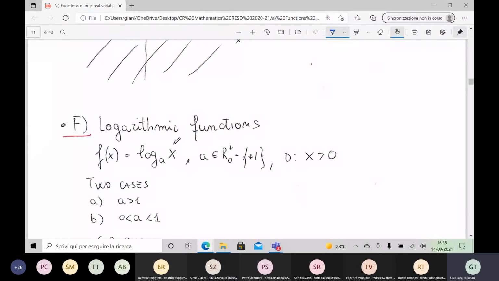Okay. Logarithmic function. In this case, we write f of x, or y, equal to the logarithm with basis a of x. So x is the argument of the logarithmic function. a is the basis. f of x, which is also y, is the logarithm: the exponent you have to give to the basis a to get x. As I told you, a must be positive and different from 1, as we did previously.